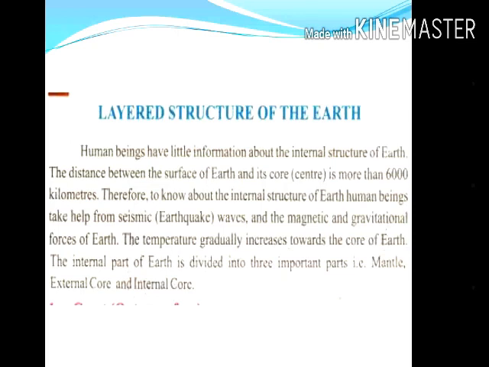Therefore, to know about the internal structure of earth, human beings take help from seismic, earthquake waves, magnetic and gravitational forces of earth. The temperature gradually increases towards the core of earth as we go inside. So the internal part of earth is very hot. The internal part of earth is divided into three important parts: mantle, external core and internal core.